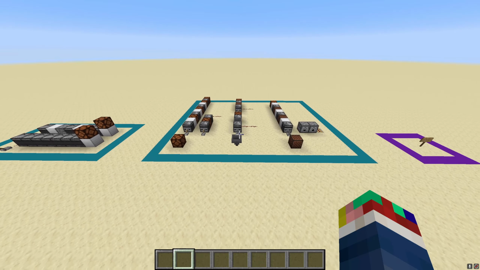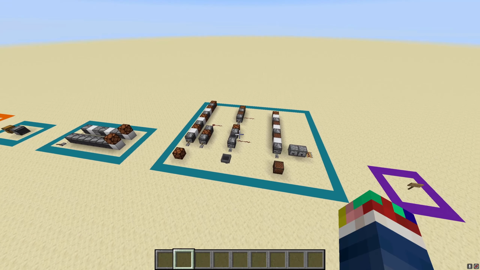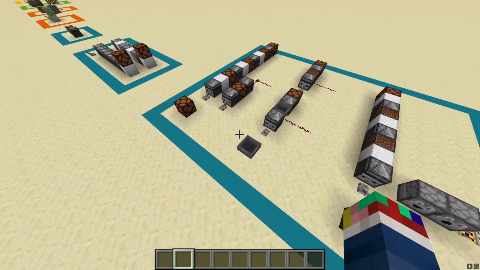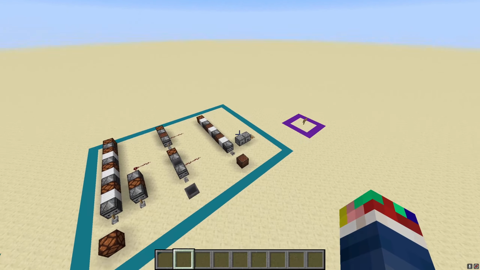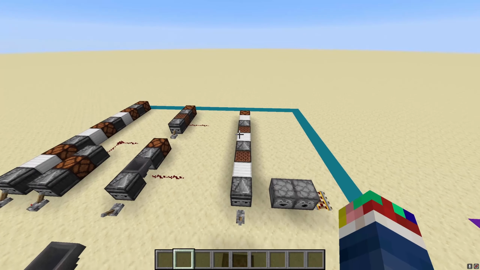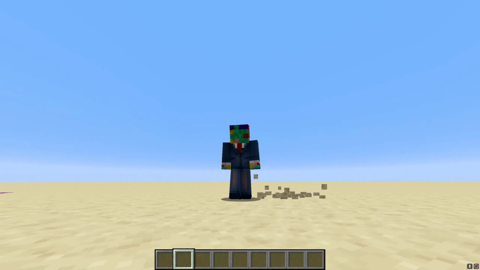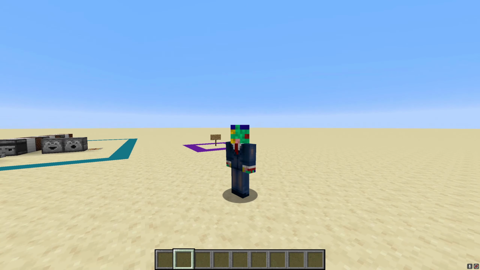So that's pretty much what all observers are about, and hopefully this gave you a little bit better understanding of how you can use these three blocks as well as more blocks in conjunction with observers to create some various pulses. Now, number 5, this is the one that you've all been waiting for.